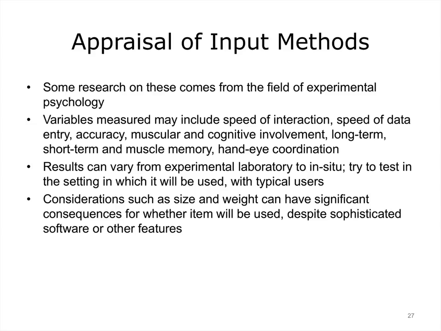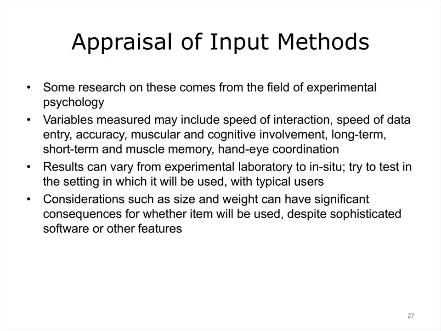Selection of input methods must depend on knowledge about their efficiency. Some of the research on this comes from the field of experimental psychology. Variables measured may include the speed of interaction, taking into account different types of users and their experience and training, the potential and actual common speeds of data entry, accuracy, muscular and cognitive involvement and limitations, long-term, short-term, and muscle memory, and hand-eye coordination. Results can vary from the experimental laboratory to field conditions, so it is also important to test methods in the setting in which they may be used, with typical users.